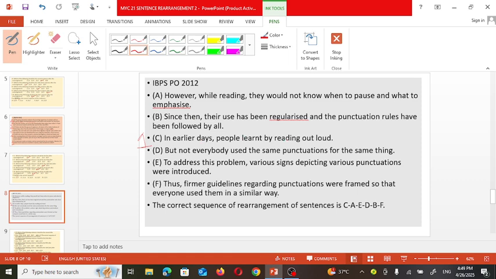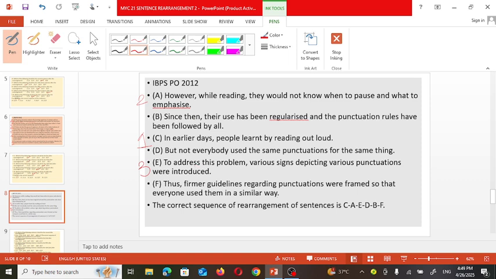In earlier days, people learned by reading aloud. Second, however, while reading, they would not know when to pause and what to emphasize. Then that was their problem. So to solve the problem, what action was taken? To address this problem, various signs depicting various punctuations were introduced. So these symbols were introduced.